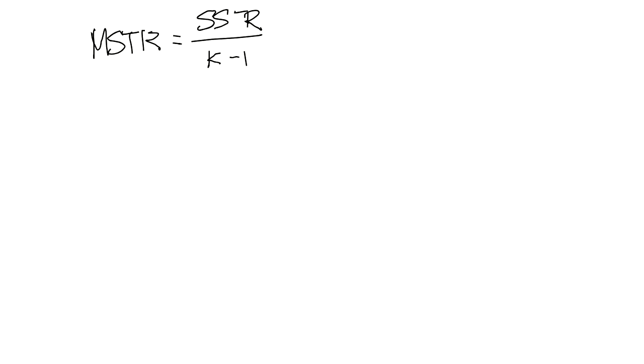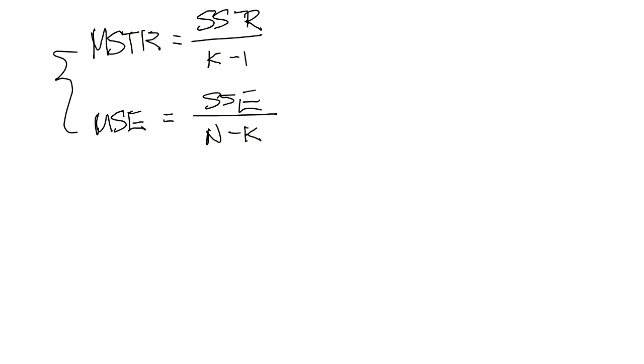Actually, the MSTR is a between, so we need the between sum of squares, and also we need the between degree of freedom. It is easy to figure out how many degrees of freedom there are between. It's between k samples, so k minus 1. And the MSE is the SSE over the big N minus k. It is the same thing. Let me give you the SSTR.